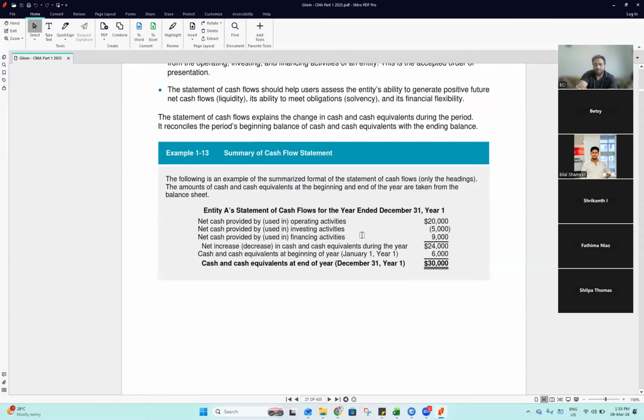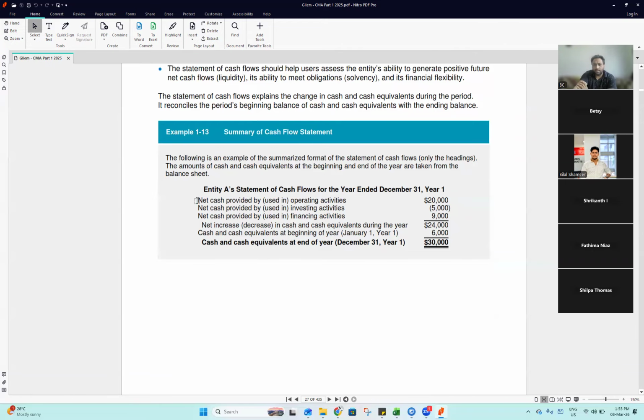Now, this is the format. We'll have the net cash provided or used in operating activities, cash provided by or used in investing activities, then cash provided or used by financing activities. You get the net change in cash and cash equivalents during the year. With this, you add your opening balance, then you get the closing balance, which should match with your balance sheet.